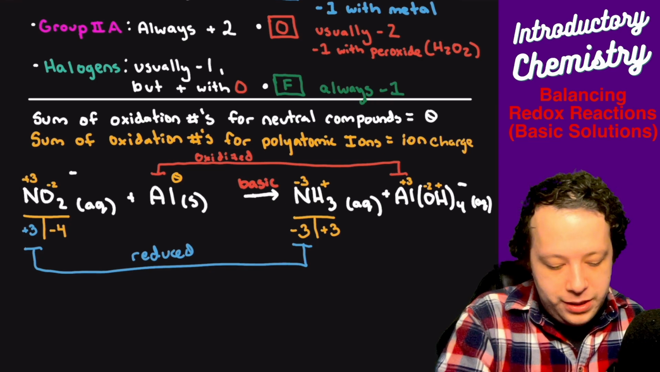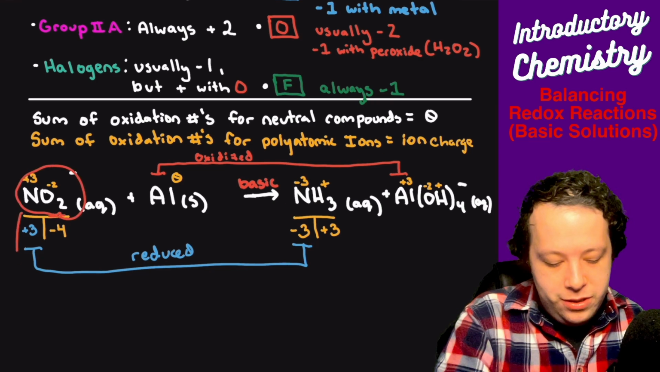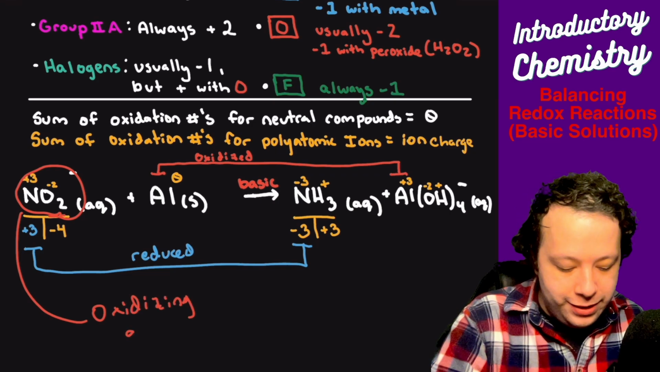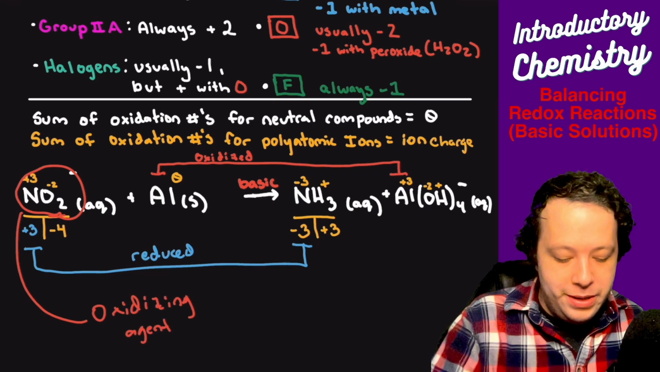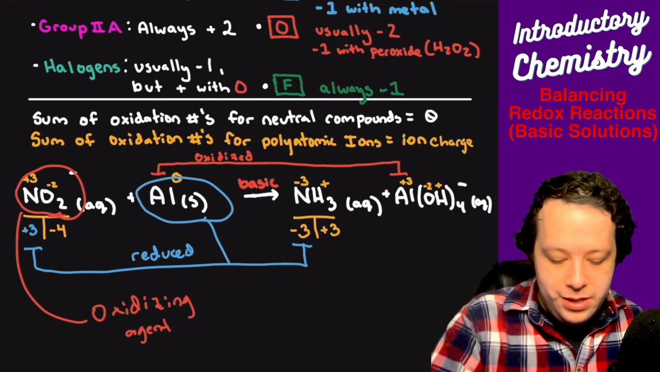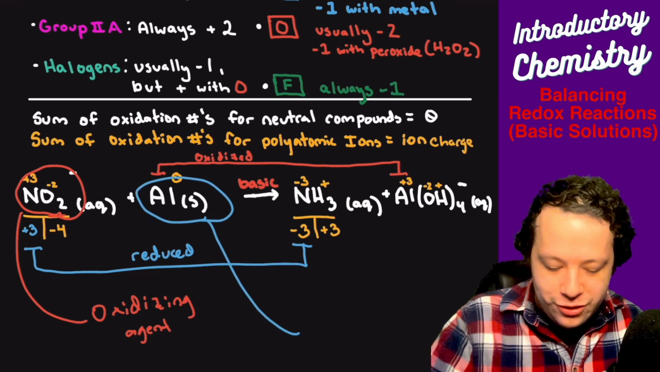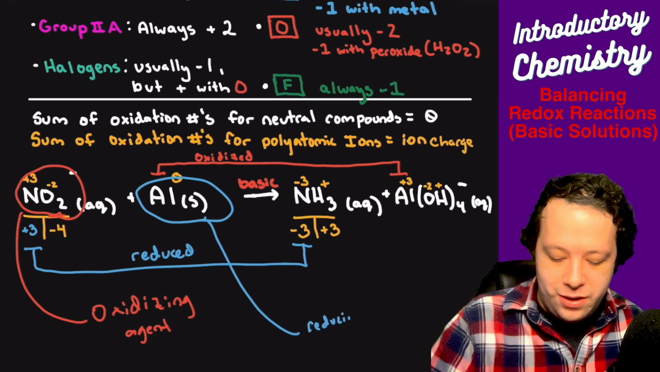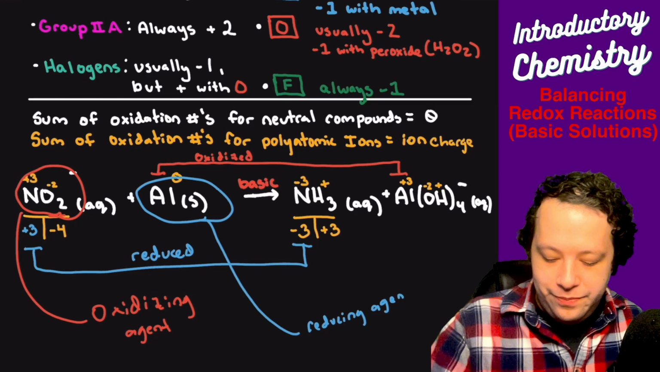So the way we're going to look at this is NO2 is going to be our oxidizing agent. So it's the whole molecule instead of just an element. Therefore, when we look at this, aluminum is causing nitrogen to be reduced. So therefore, this is our reducing agent.